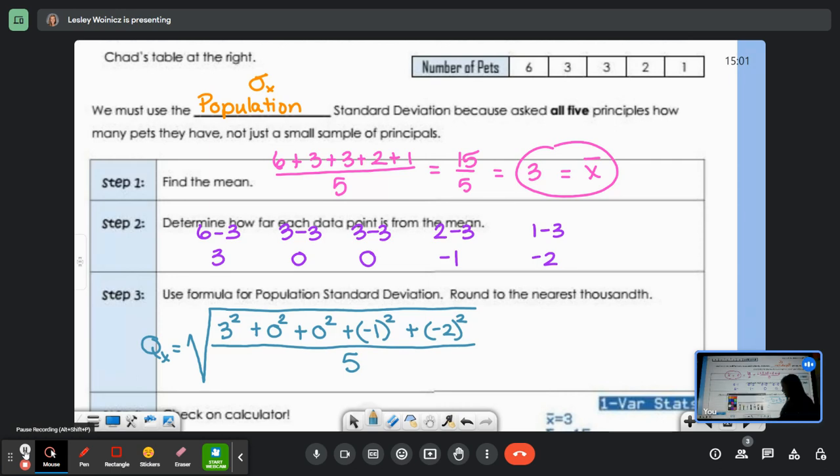When you put it in the calculator, you're going to want to make sure that you are dividing the entire numerator by the 5. So we're going to have to put parentheses around this whole numerator. Otherwise, we'll only divide the last term by 5. So this is how it looks.